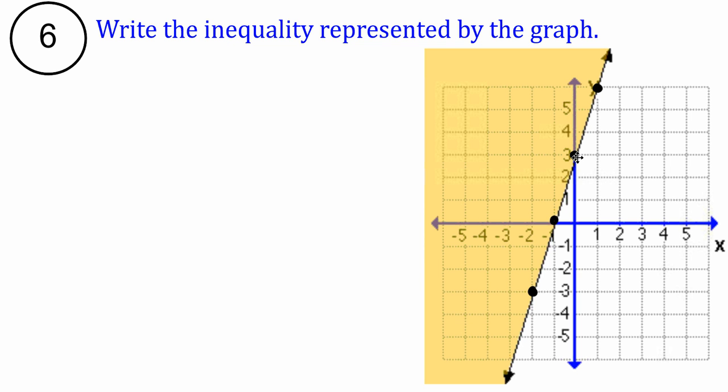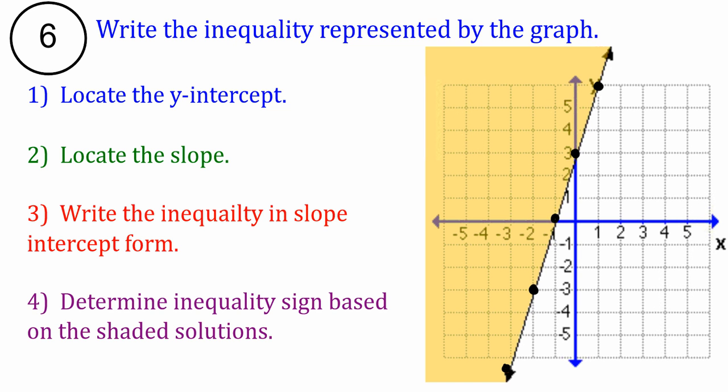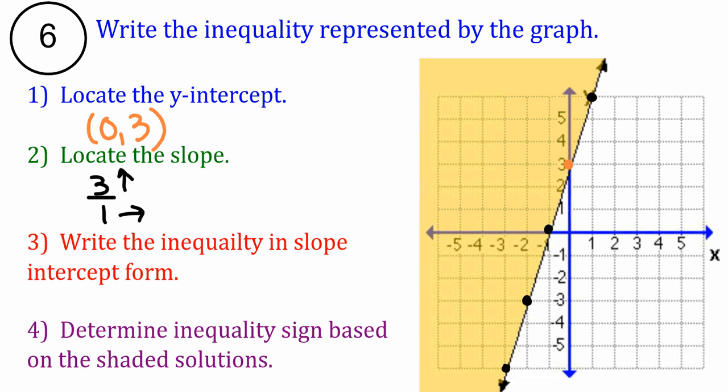writing our inequality. Can we also determine the slope from the points on the boundary line? Yes, we can. We can see that the line is increasing, so our slope is positive. And to go from point to point on the boundary line, we're going up 3 and to the right 1. So we now have the slope and the y-intercept to start writing our inequality. So again, we said our slope is 3 and our y-intercept was at 0, 3.